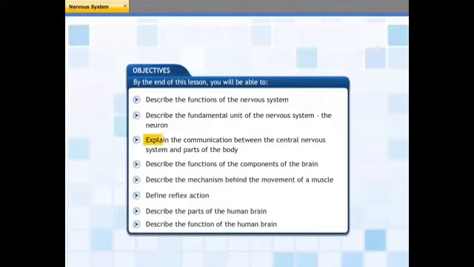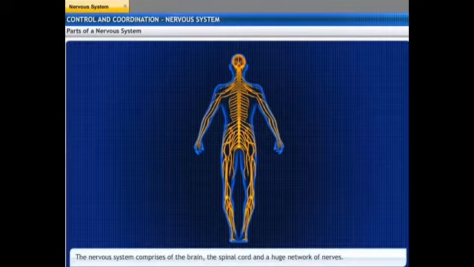Furthermore, we'll be able to study the structure of the human brain with its typical functions, the mechanism behind the movement of the muscles, that is, how the muscles move, the numerous actions that the body performs on the spot, that is the reflex action, and the various parts and functions of the human brain, and the way in which they act in our day-to-day life. So let us go into the crux of it.